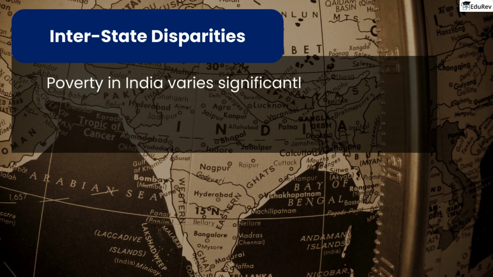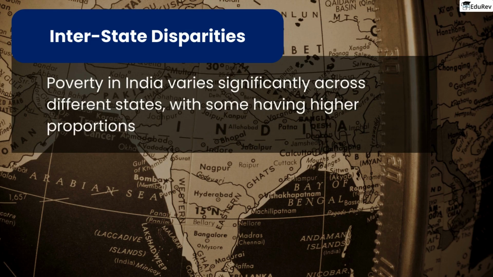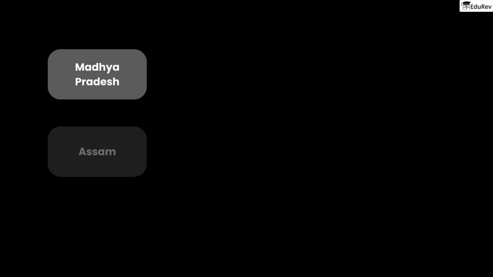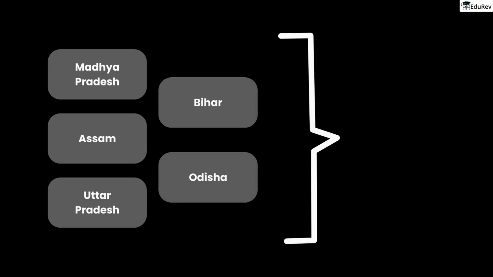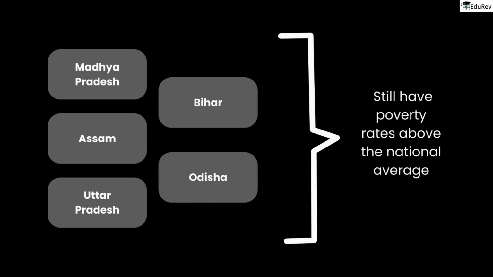Poverty in India varies significantly across different states, with some having higher proportions of poor people than others. While there has been a general decline in poverty levels since the 1970s, states like Madhya Pradesh, Assam, Uttar Pradesh, Bihar, and Orissa still have poverty rates above the national average. Interestingly, Bihar and Orissa remain the poorest states, with poverty rates of 33.7% and 32.6% respectively.